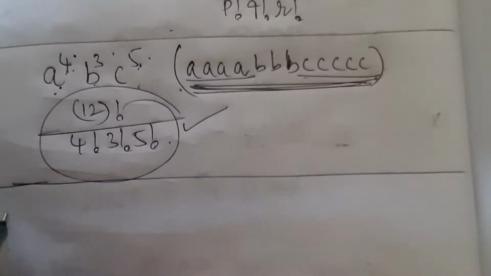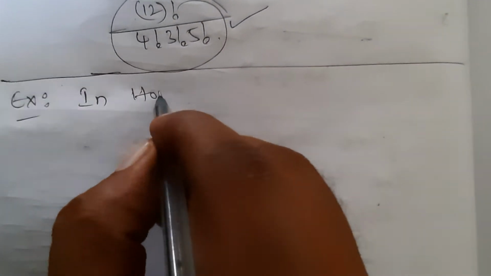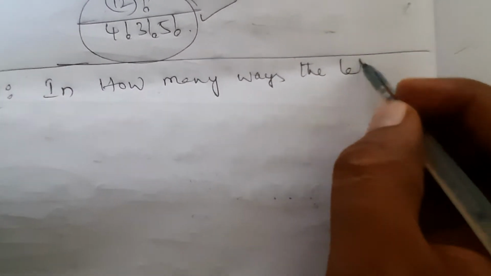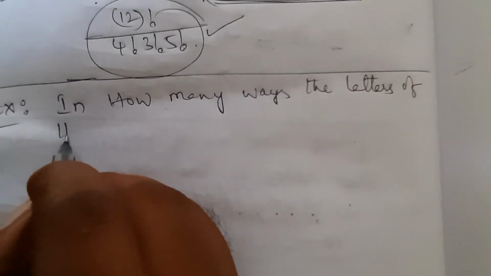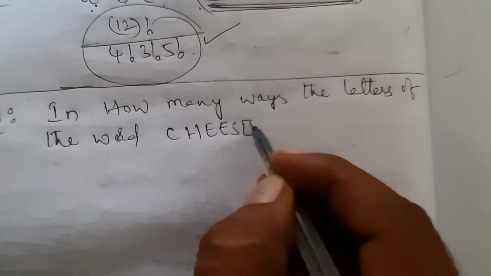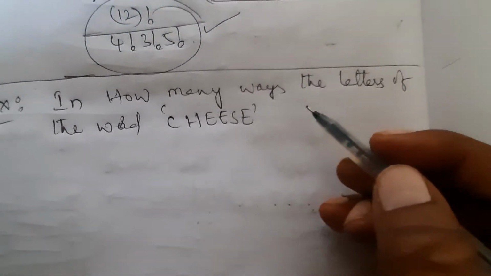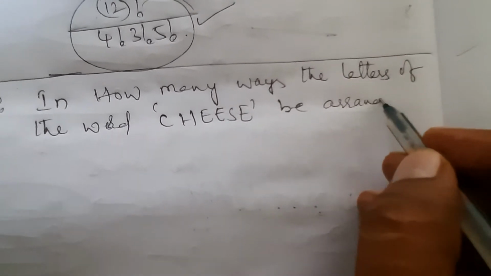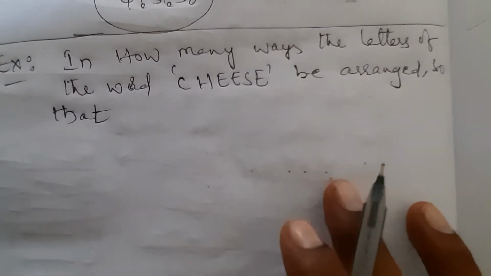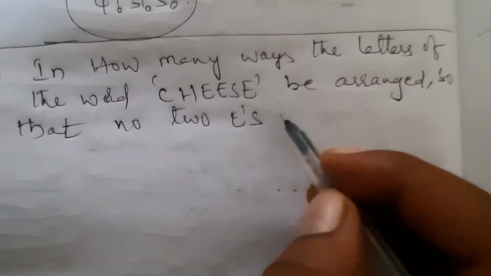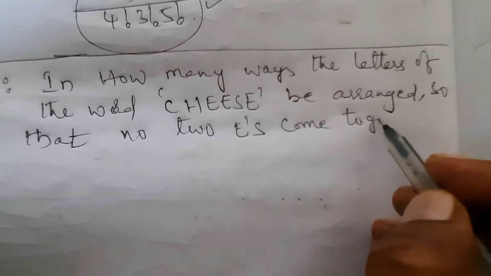In how many ways, here the example is, in how many ways the letters of the word cheese, in how many ways all the letters of the word cheese be arranged so that no two e's come together. No two e's come together.